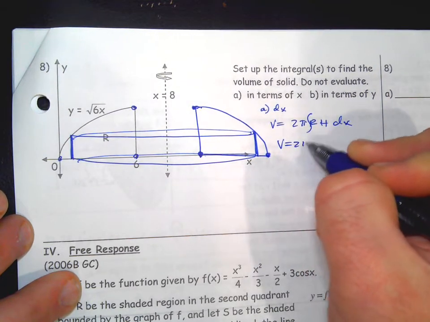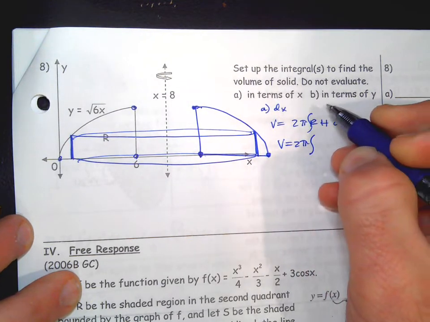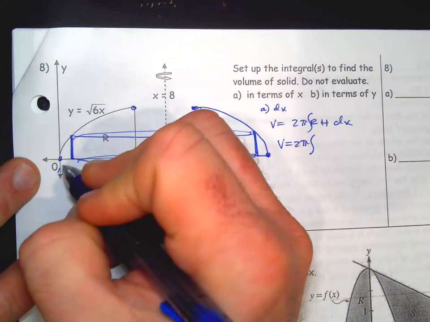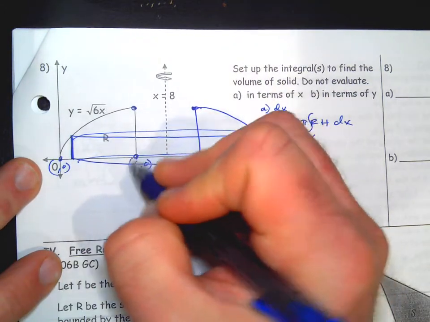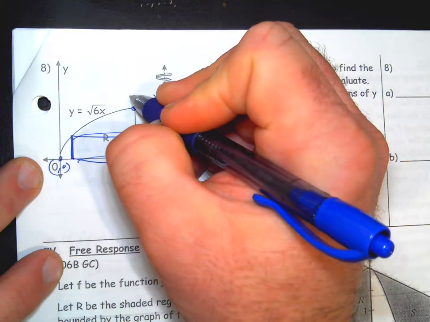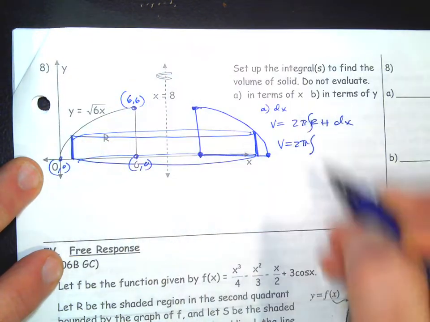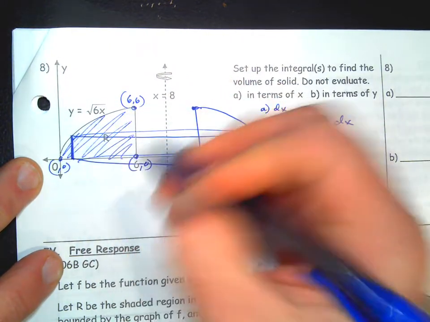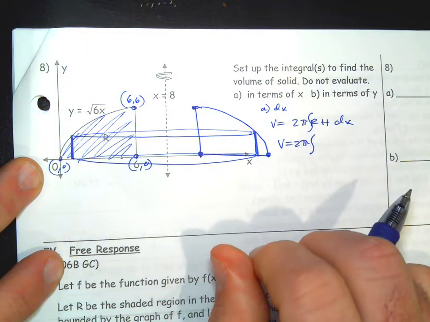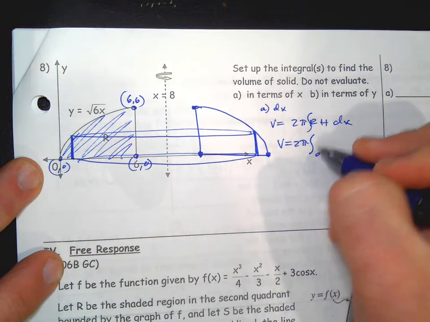So it's going to be 2 pi. The limits are going to be in the x direction. So it's going to be 0, 0, 6, 0. This is going to be 6, 6. This is the original region. Everything should be based off that. Dimensions, limits. So I'm going to go 0 to 6.